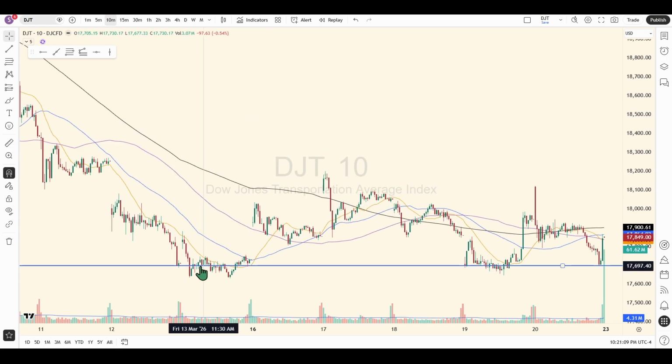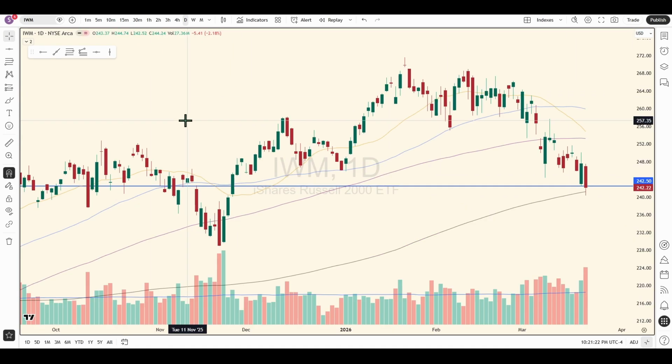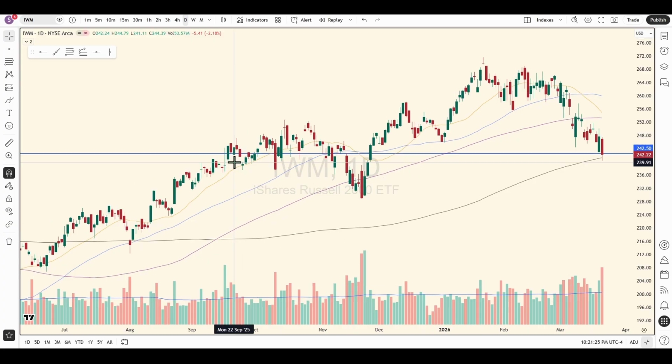This is last Friday when we first talked about it. Now they've been bouncing off of it several times. It continues to be important, this level at 17,700. If the bulls can defend it and get price to rally from here, that could help the bull case in the SPY as well. And then here is the Russell 2000, the IWM.